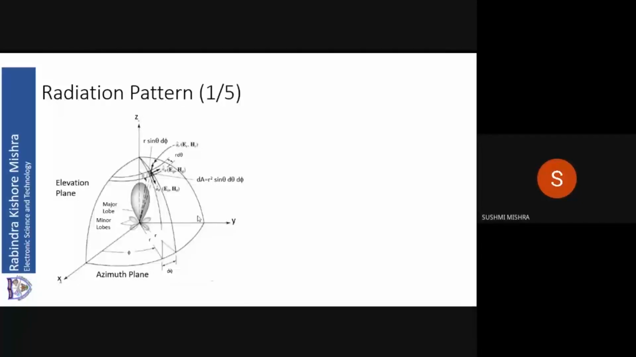So now you see what I am doing is I am putting an antenna, maybe a dipole antenna, at the origin of my coordinate system. So I have shown you XYZ coordinate system, which is Cartesian coordinate system, and which is also superimposed on a spherical coordinate system, which has r, theta, phi.